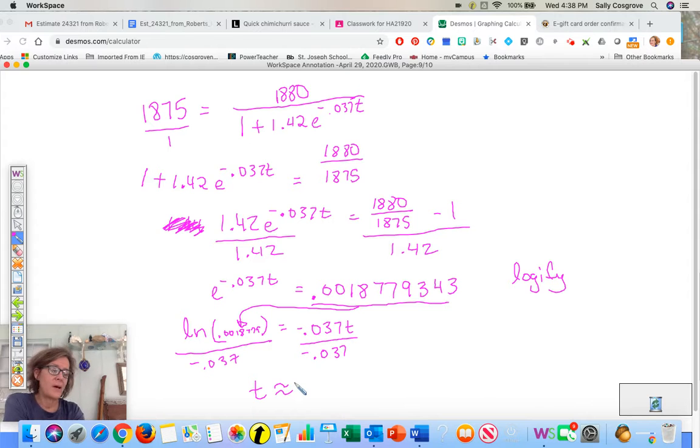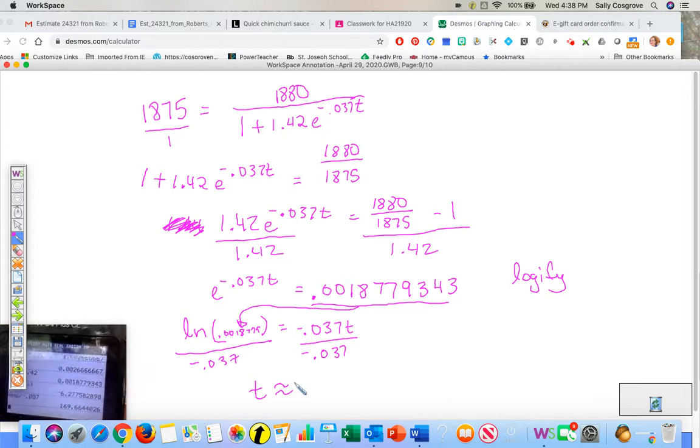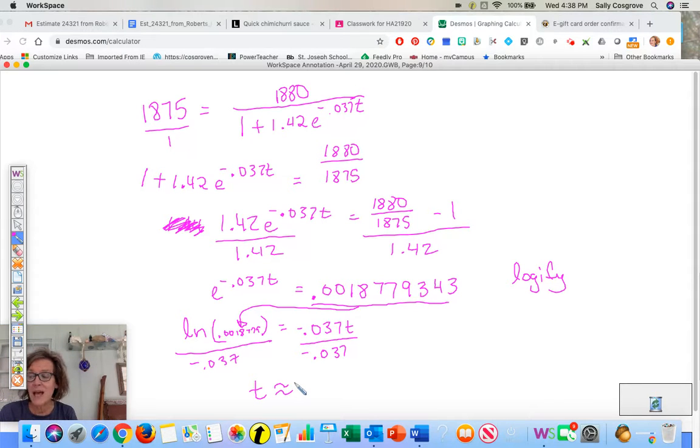and then divide it by negative 0.037. See that? 169.664. That is the time in years that it's going to take for the fish population to reach 1875, right? So I have 169.6644.